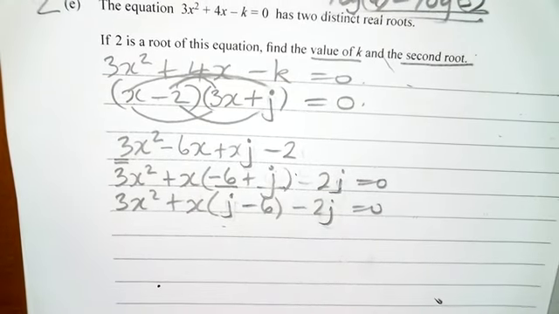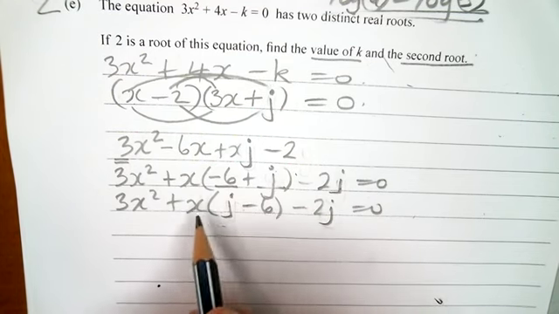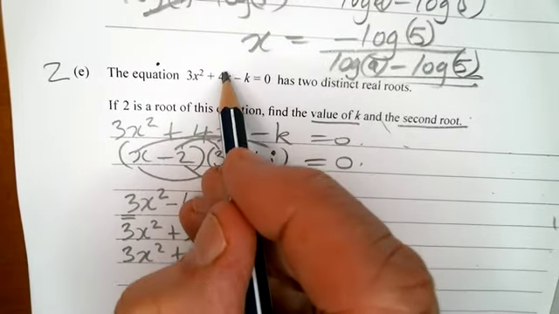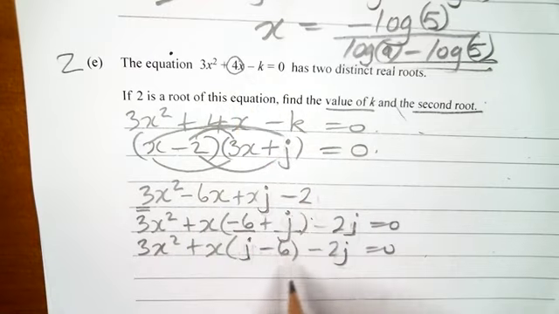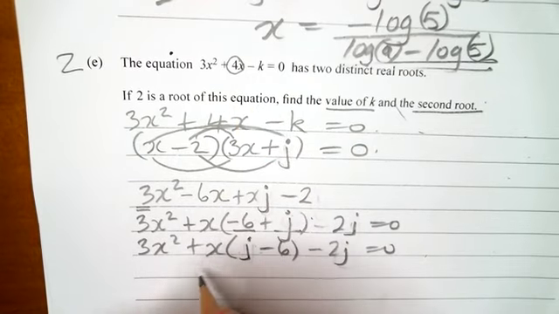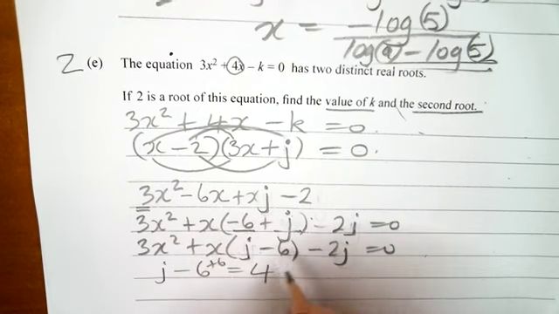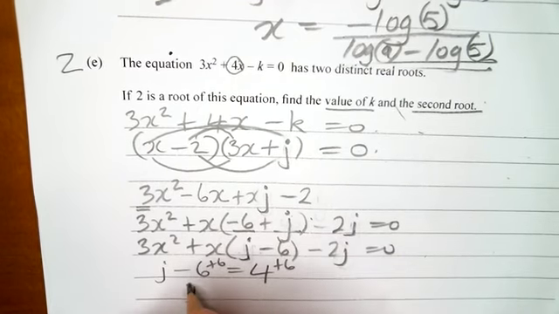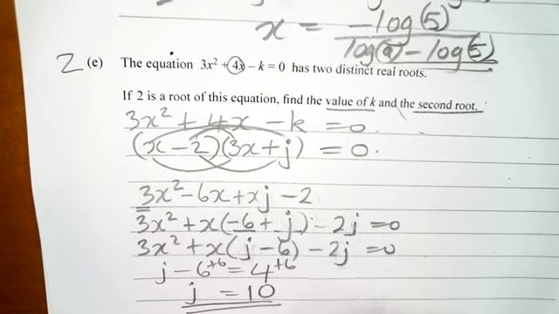So, that's what we've got. So we know the coefficient of x is j minus 6. But we know the coefficient of x over here is actually a 4, which means that j minus 6 is equal to 4. And if I add 6 to both sides, there it is. We've got j is equal to 10. So now we can go ahead and add a little bit more in here. So we've got j is equal to 10.